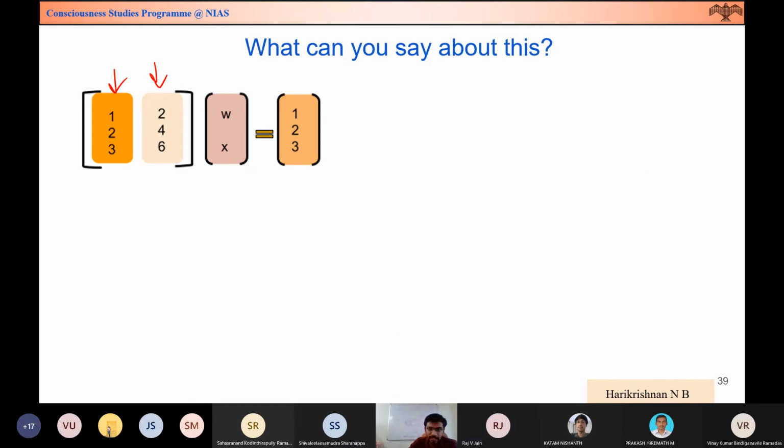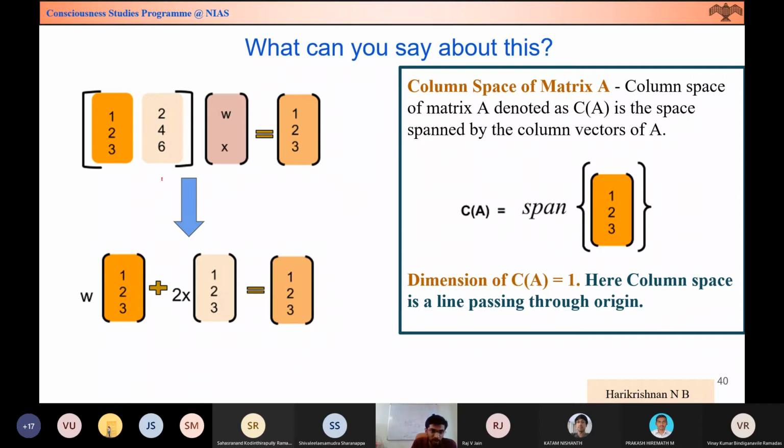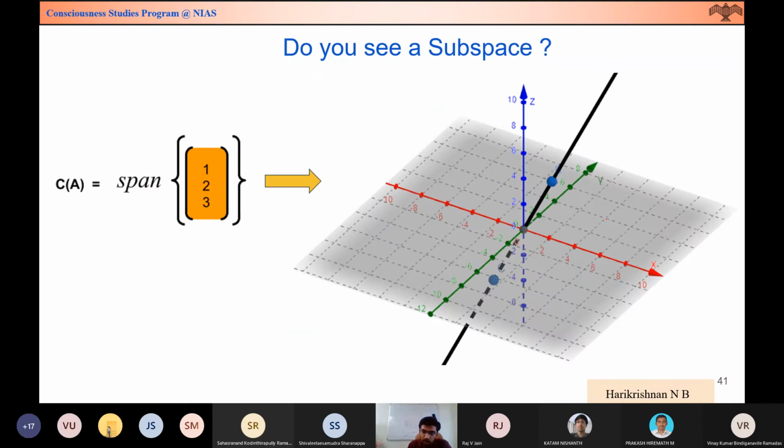So how is it 1? Let us try and understand that. If we reduce this, you can write it as w times (1, 2, 3) plus x times (2, 4, 6). But we can write (2, 4, 6) as 2 times (1, 2, 3). So the column space is nothing but the span of (1, 2, 3), because both of these are actually the same. As I said earlier, basis vectors are linearly independent. (2, 4, 6) and (1, 2, 3) are not linearly independent, so I cannot choose both of them as my basis. I can only choose one, so I choose (1, 2, 3) as the basis vector. Since there is only one basis vector, the dimension of the column space is 1. And it is a line passing through the origin.